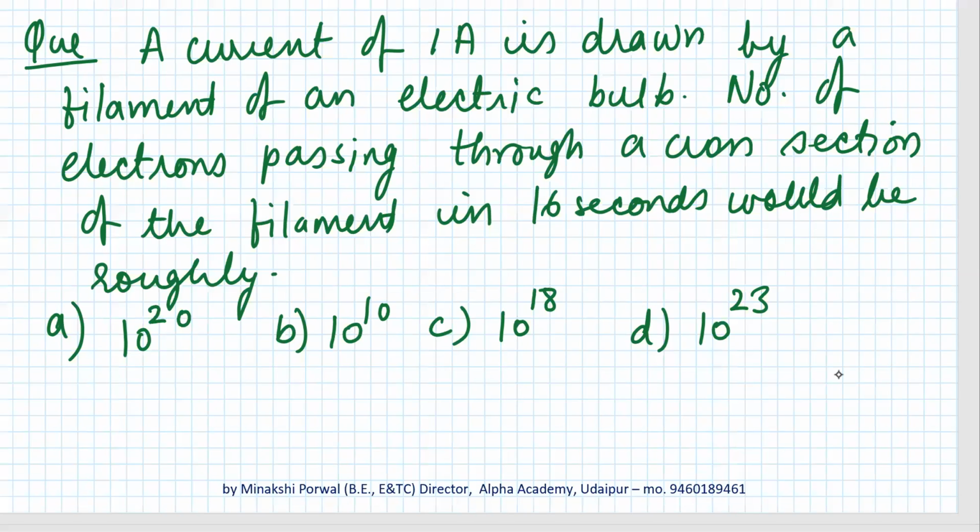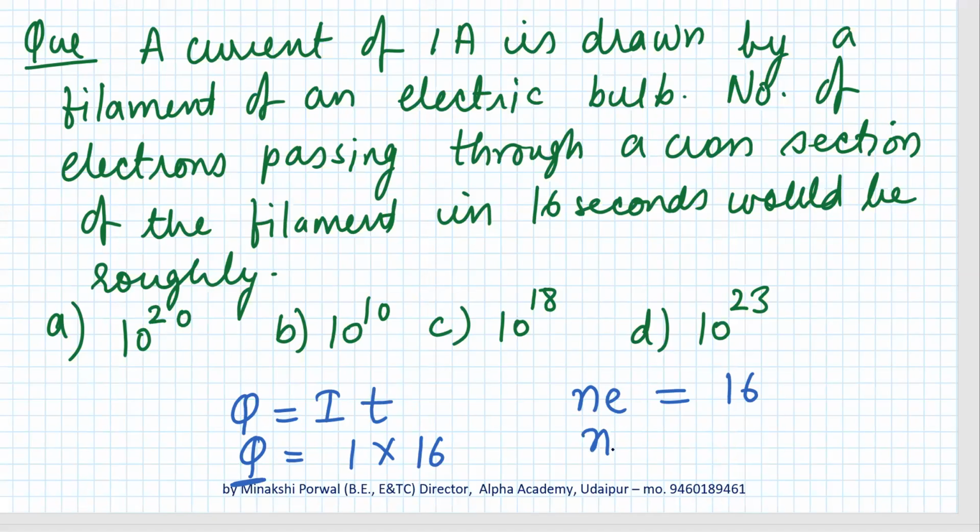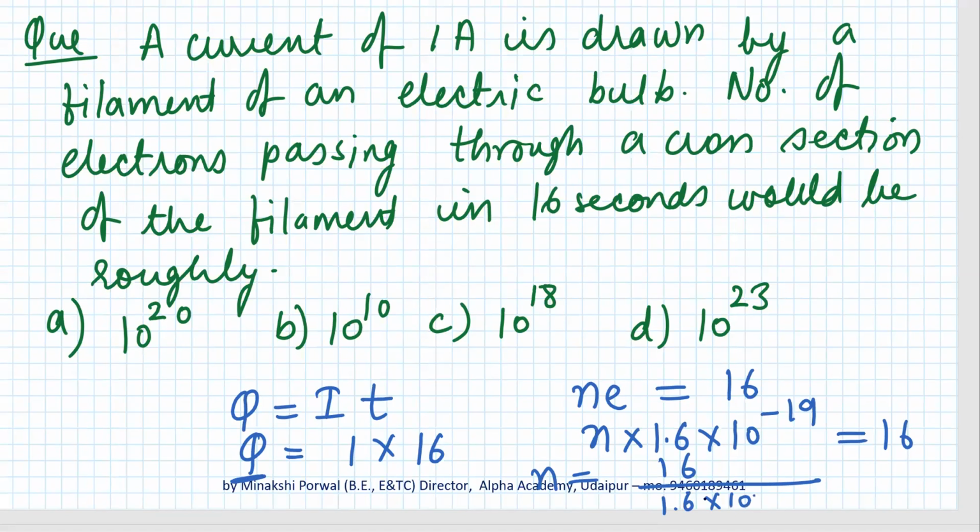I am telling how to do this. Q is equal to I into T. So Q will be, I is 1 ampere and T is 16 seconds. Now Q is also equal to N into E. N into E equals 16. We have to find the number of electrons. N is the number of electrons and E is the charge on an electron, that is 1.6 into 10 to the power minus 19. So N will be 16 upon 1.6 into 10 to the power minus 19. When you solve this, you will get 10 to the power 20. So A is the correct answer.